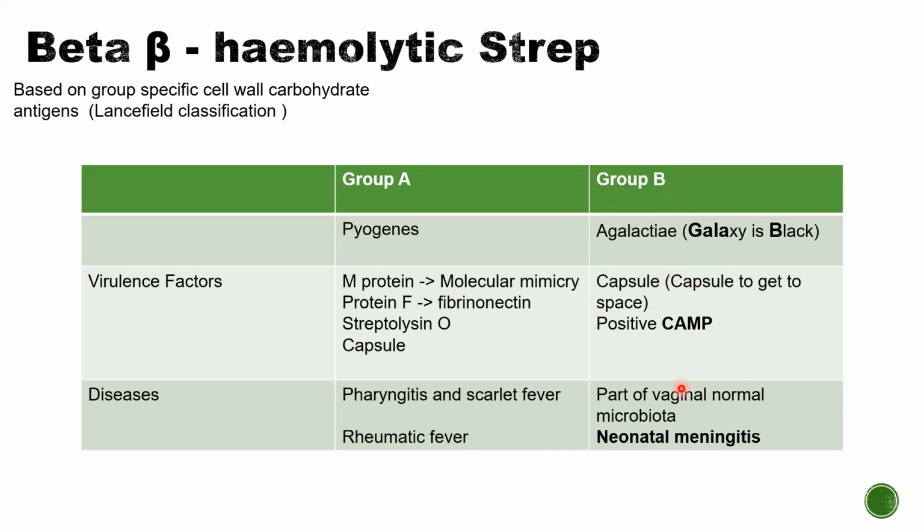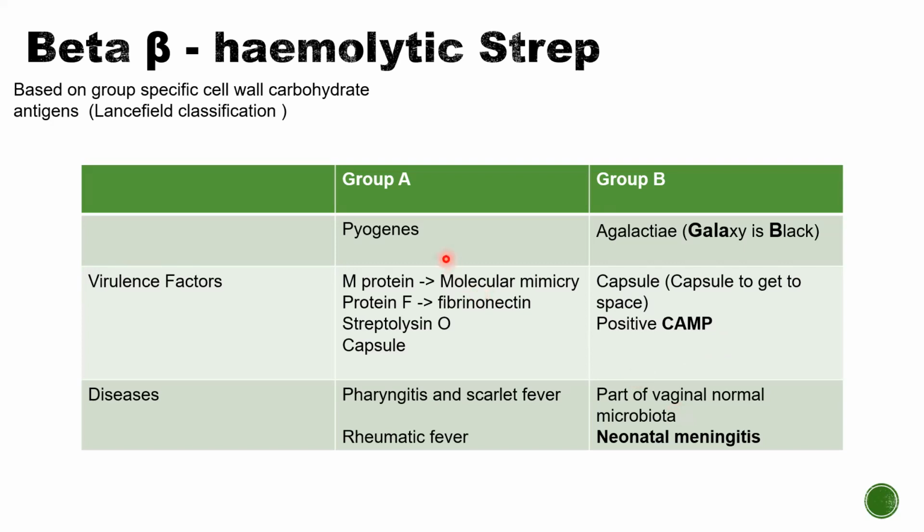An important thing about agalactiae is it causes neonatal meningitis, and it's part of the normal vaginal microbiota. So as the baby is being born, by natural birth, not C-section, it's exposed to this normal microbiota, which can lead to neonatal meningitis.